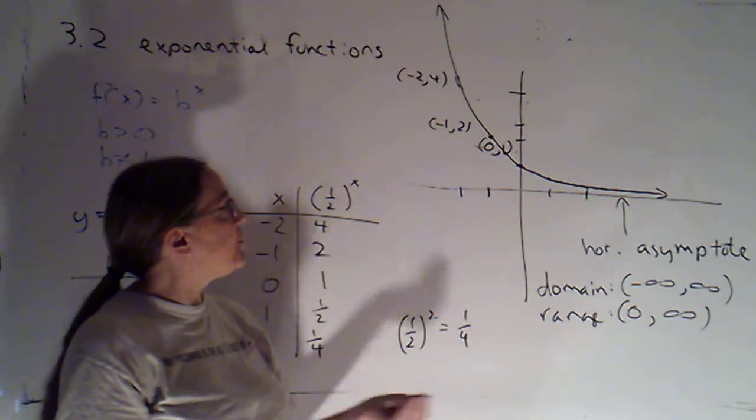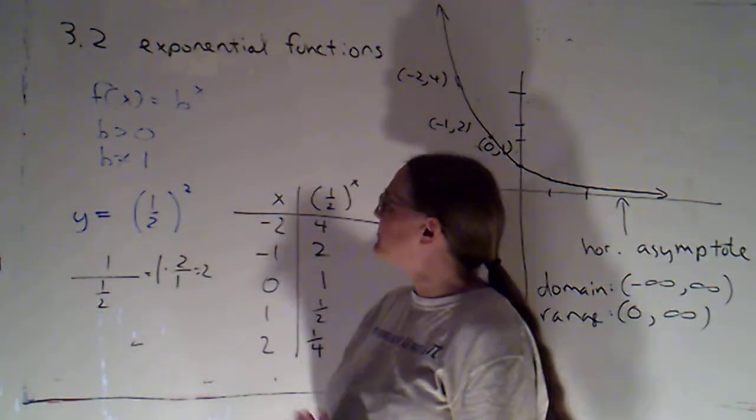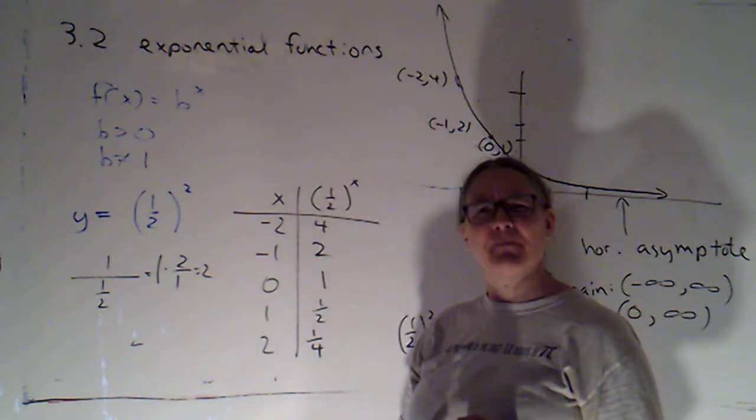So in the next video, we'll sort of summarize that, and then we'll return to that question of why we have these restrictions on the base, that it has to be positive and that it can't be 1.